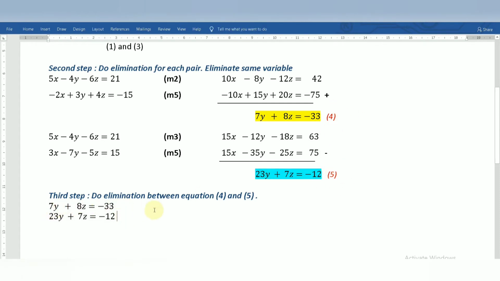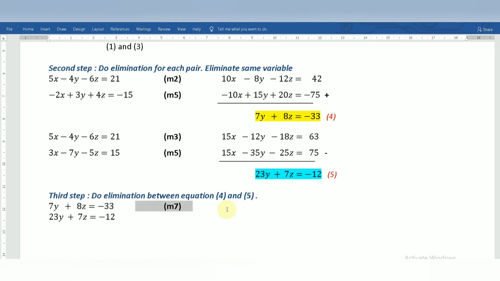And I need to choose which variable to eliminate next. So let's just choose between y and z. Well, I don't like this big number, therefore I choose to eliminate z as the second variable that I want to eliminate. Therefore, I need to make the coefficient of z the same.